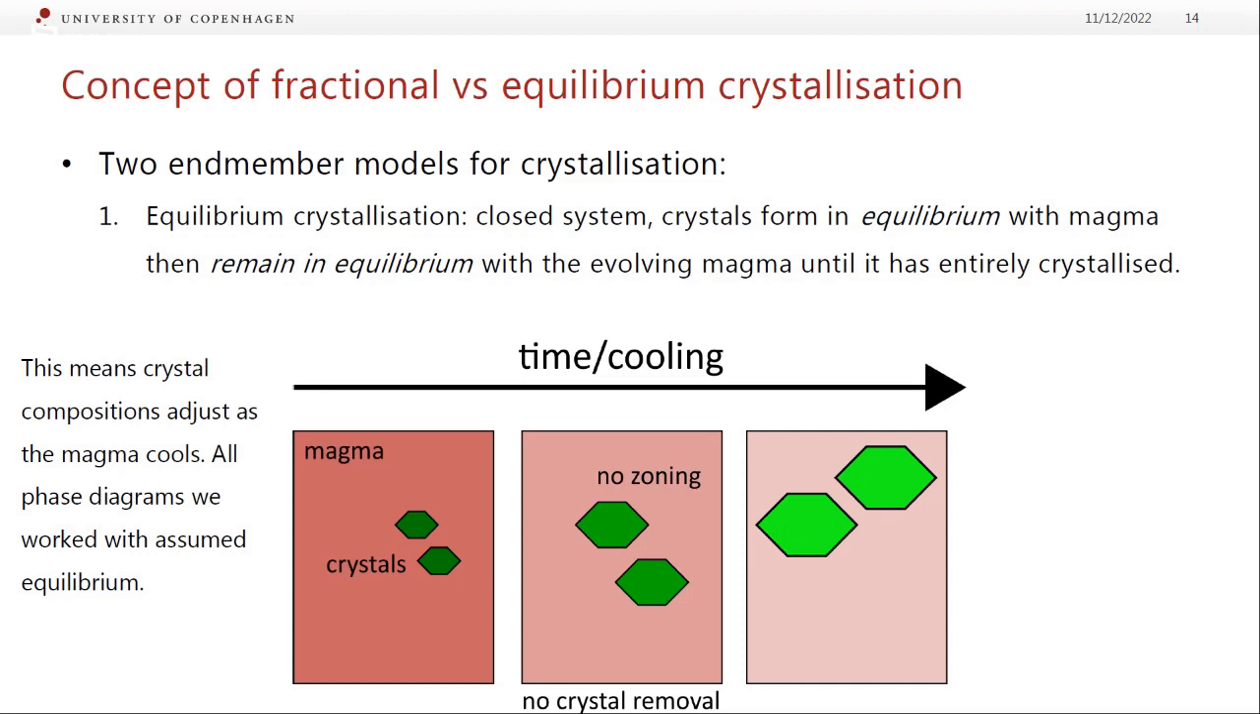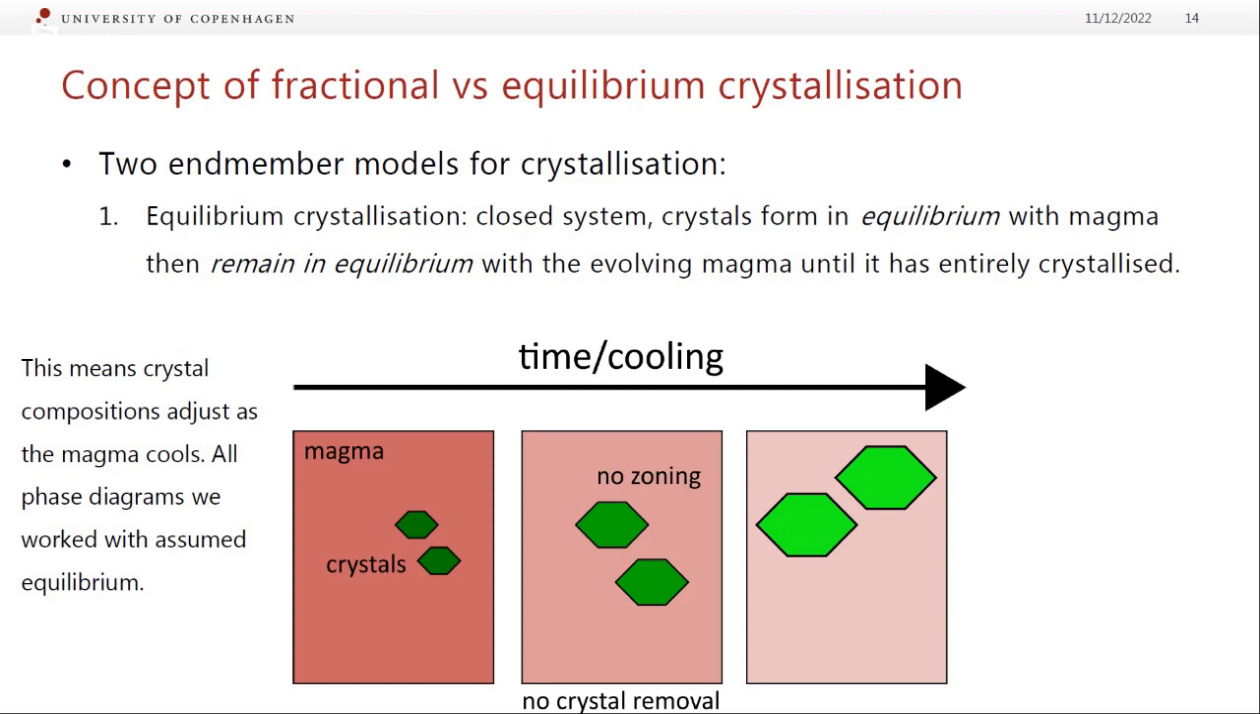Showing this here, we start with magma, we've got some little crystals forming. As we crystallize more, the composition of the magma changes, because the composition of what we're crystallizing is different to the original magma. But these early formed crystals adjust their composition so that they're always in equilibrium with the magma. So we're never going to see any zoning in them, right?